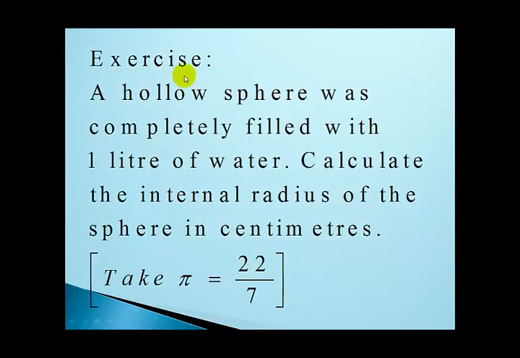Now let's take this exercise. A hollow sphere was completely filled with 1 liter of water. Calculate the internal radius of the sphere in centimeters. Take note, was completely filled means that it was filled to the brim. Take pi equals 22 over 7.